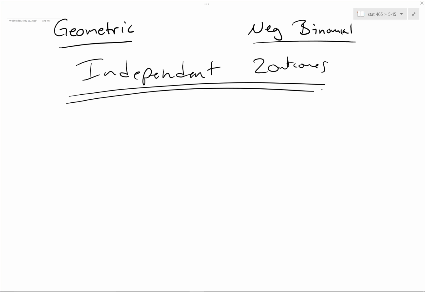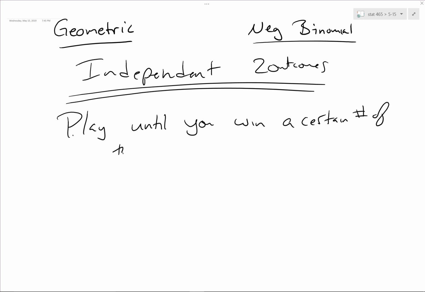The difference is this. You're going to play until you win a certain number of times. In other words, you're not going to say ahead of time, I'm going to play 20 times. You're going to keep shooting baskets until you make 5. You're going to keep rolling the dice until you get 6 ones. You're going to keep having kids until you get 3 girls. Whatever it is, you're going to keep playing until something happens. Binomial says I'm going to play 5 times and then I'm stopping, period. That's the difference between these two guys.